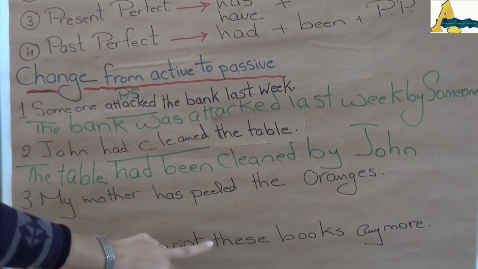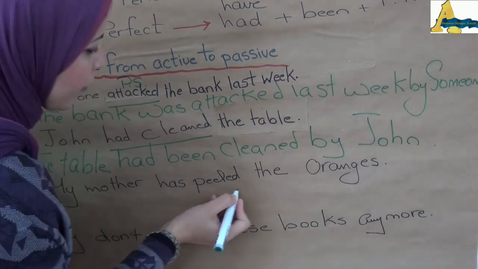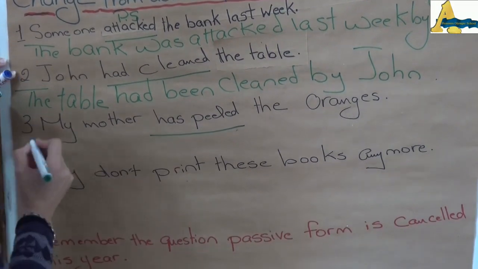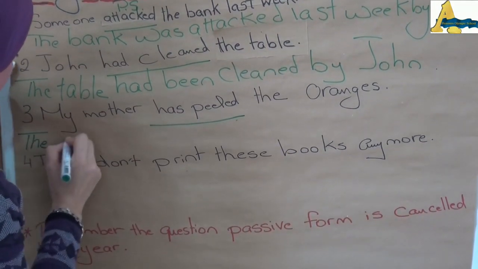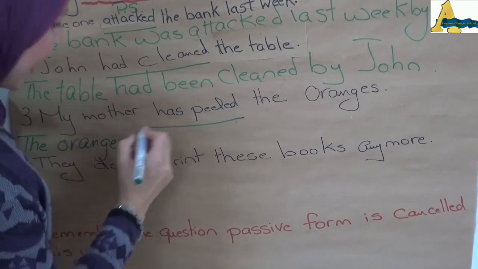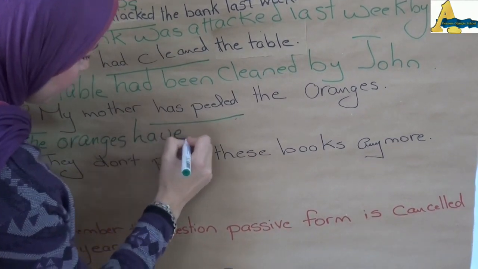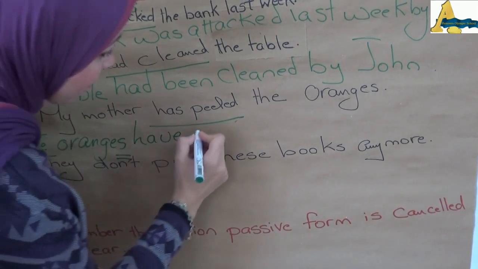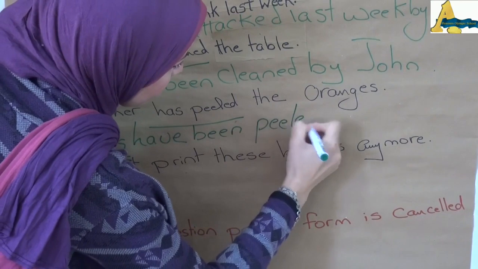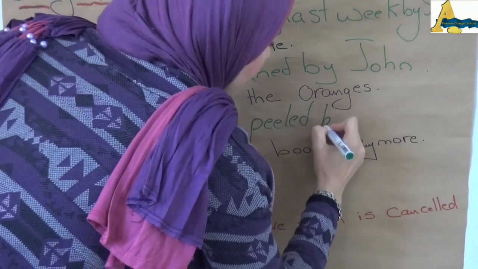My mother has peeled the oranges. Where is the verb? Has peeled. Which tense? Present perfect. So it's going to be the oranges have, because here I have oranges, have been peeled by my mother.